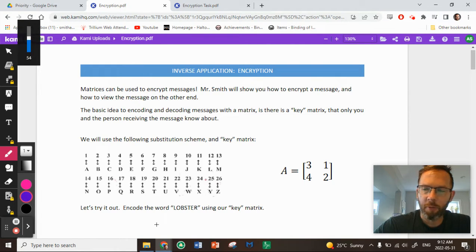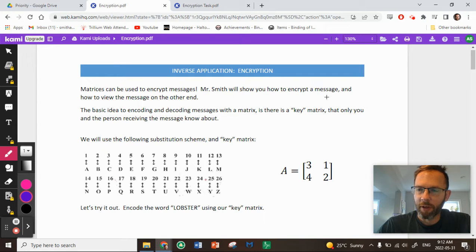Everybody, Mr. Smith here, and we're shooting a video on an application of inverse matrices, and that application is encryption. So this is an introductory, basic level encryption. This wouldn't be something armies and governments are using right now, but it's kind of a gateway, an entry into the world of encryption. And it's still pretty neat. So I'm going to show you guys how we can do encoding and decoding messages with a matrix.